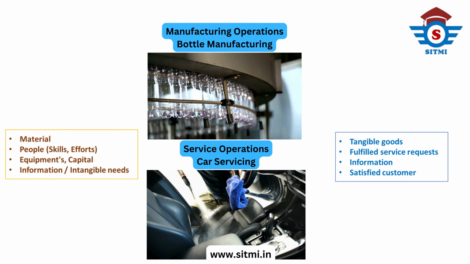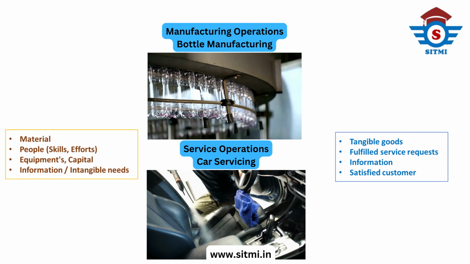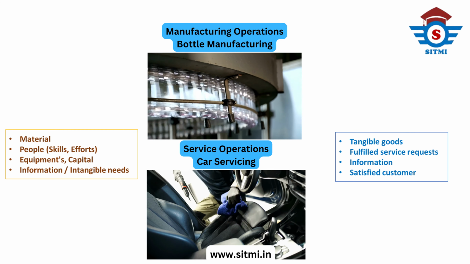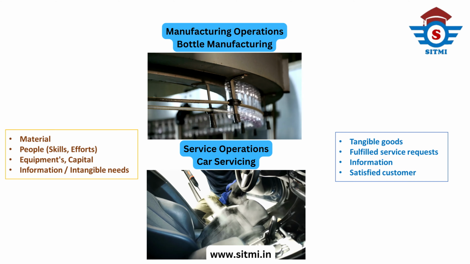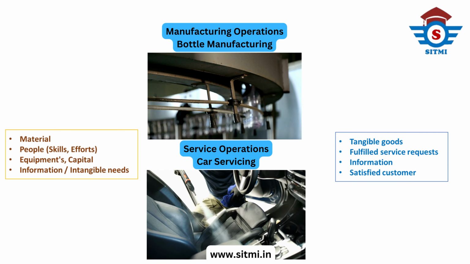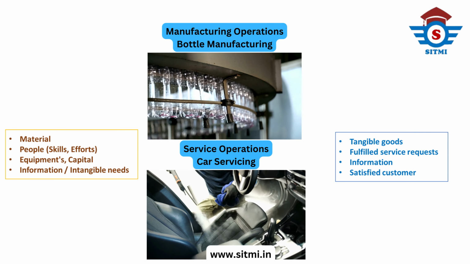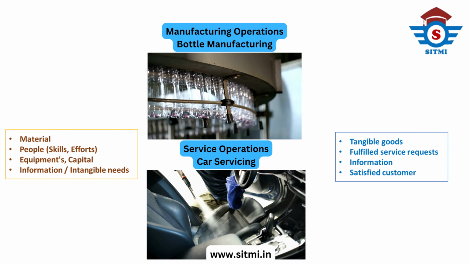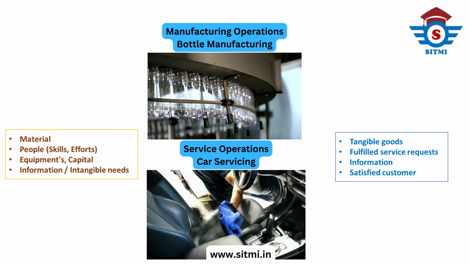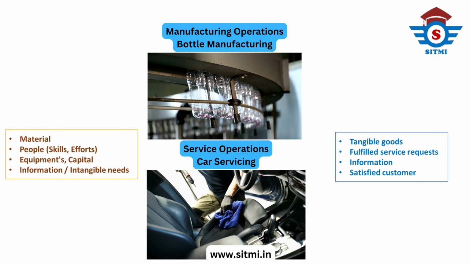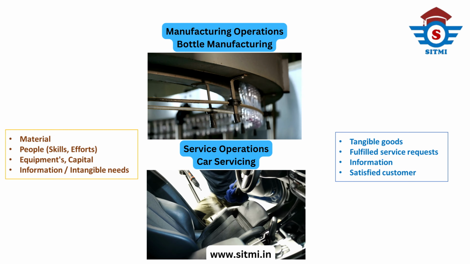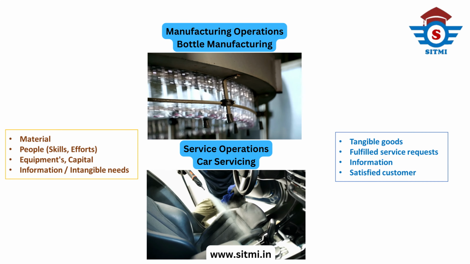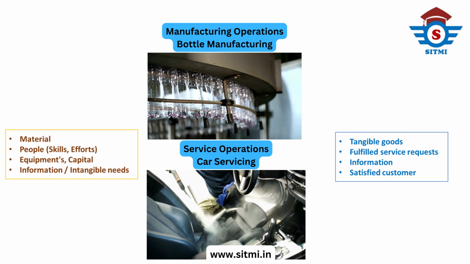So on the screen you will see the business operations example, where you will see some inputs are taken, and at the center there are two examples. First, manufacturing operations, where the bottles are being manufactured, and in the second example, car servicing is done. Both these examples are basically a transformation process, because in manufacturing operations they are turning some inputs into the outputs. So let's see what are the different inputs that they might be taking.